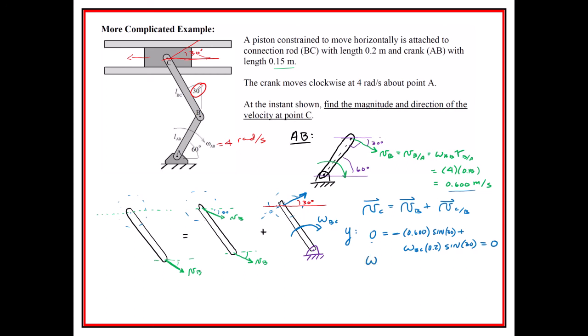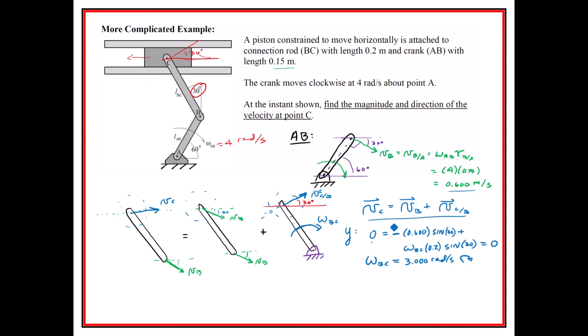And because of that knowledge, that the velocity has no y component to it and we're using the y, we're able to find out what omega BC is equal to: 3 radians per second, and we know that it's clockwise. So now that we have that, by the way, we're able to make the judgment that the velocity of C has to be to the right, because not only is the velocity of B to the right, but also the velocity of C with respect to B right here is to the right and up.